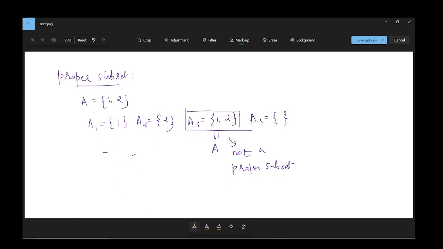All the other subsets are proper subsets. So if there are p elements in a set, we can generate 2 power p subsets. Out of 2 power p, one is not a proper subset. So the number of proper subsets is 2 power p minus 1.